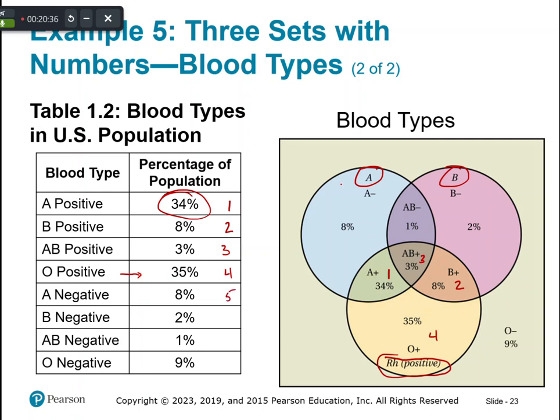A negative, in the circle for A, not in B, not in positive Rh. So this is area 5, just blue. B negative, area 6 is just pink. AB negative, it's in A, it's in B, it's not in the positive. And finally, O negative, it's not in A, it's not in B, it's not in positive. O negative, region 8. So if we have 2 sets, we have 4 regions of the Venn diagram, as we saw with the smoking and the low birth weight. If we have 3 sets, we'll have 8 regions. All right, 8 regions.